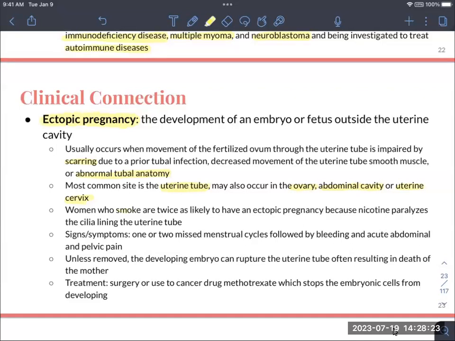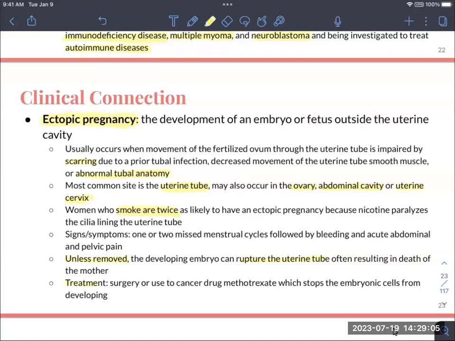So women who smoke are twice as likely to have an ectopic pregnancy, because nicotine paralyzes the cilia in that uterine lining or those uterine tubes. Someone who's had at least one up to two missed menstrual cycles, but then they start having bleeding and abdominal or pelvic pain, just depending on where this zygote has now attached itself. They need to remove it. It can rupture those uterine tubes, as I said, and when that happens, that results in the death of the mother.